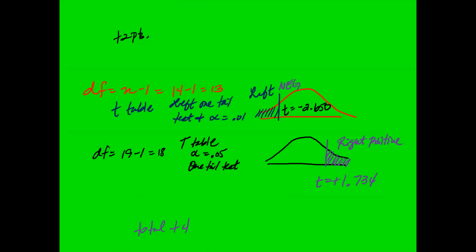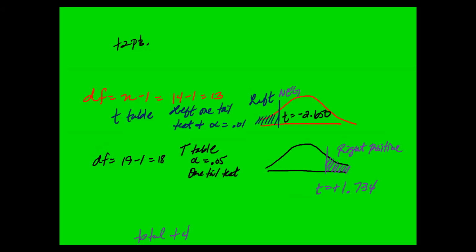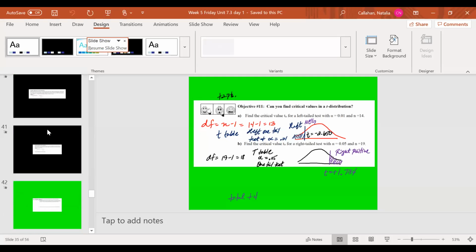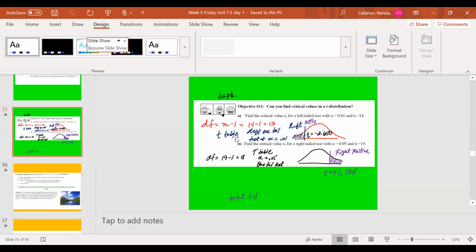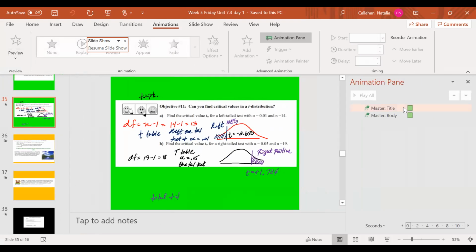Sorry, I'm not quite sure why this background keeps disappearing, which is kind of odd. So I'm going to check my animation pane to see if something is perhaps making it do that. I don't understand why it's doing that. That's just weird.